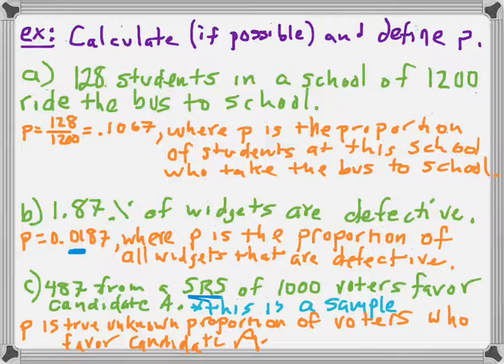So what are we going to be doing here? Well, in this section, we're going to be trying to estimate what P is. For instance, in part C, what is the true proportion of voters who favored candidate A? And do you think he'll win? Do you think he'll get more than 50%? Or could we rule it out? Is there no way he's going to get over 50%? We're going to answer those questions.